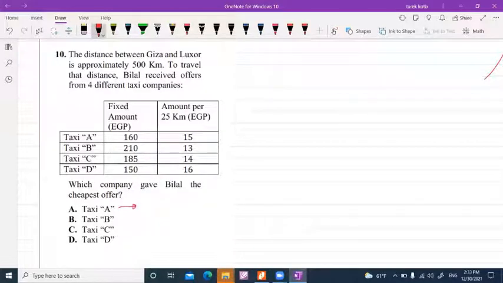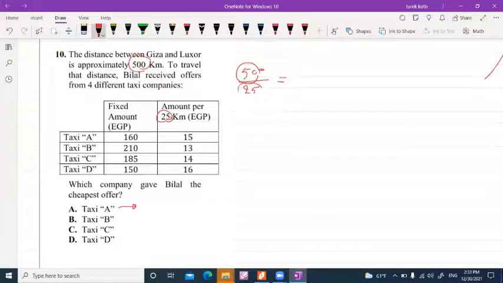Let's see. Company A offers him a fixed amount of 160. He should pay 160 and 15 for each 25 kilometers. Look at this. The distance is 500 kilometers, so I need to know how many 25s are in the 500. 50 divided by 25 equals 2, so we have 20 25s in the 500. It means you have to multiply all that by 20.